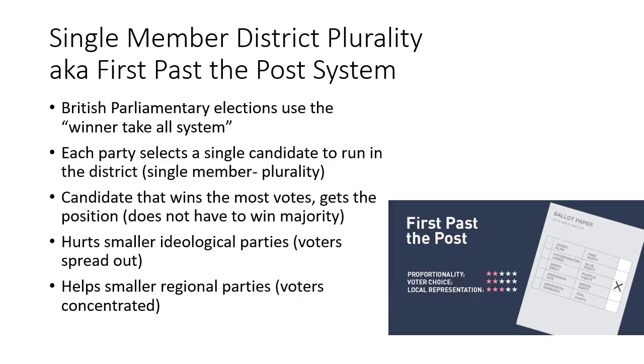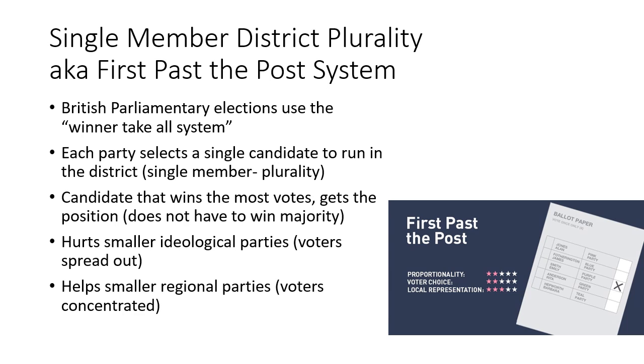Okay, now for more about how seats in the House of Commons are chosen. It is a process known as single member district plurality. You will frequently see it abbreviated as SMDP. It is also known as first past the post, which you will see abbreviated as FPTP. So the way that the British parliamentary election works, it is a winner take all system. Each party selects a single candidate to run in a particular district. That's the single member part, okay?